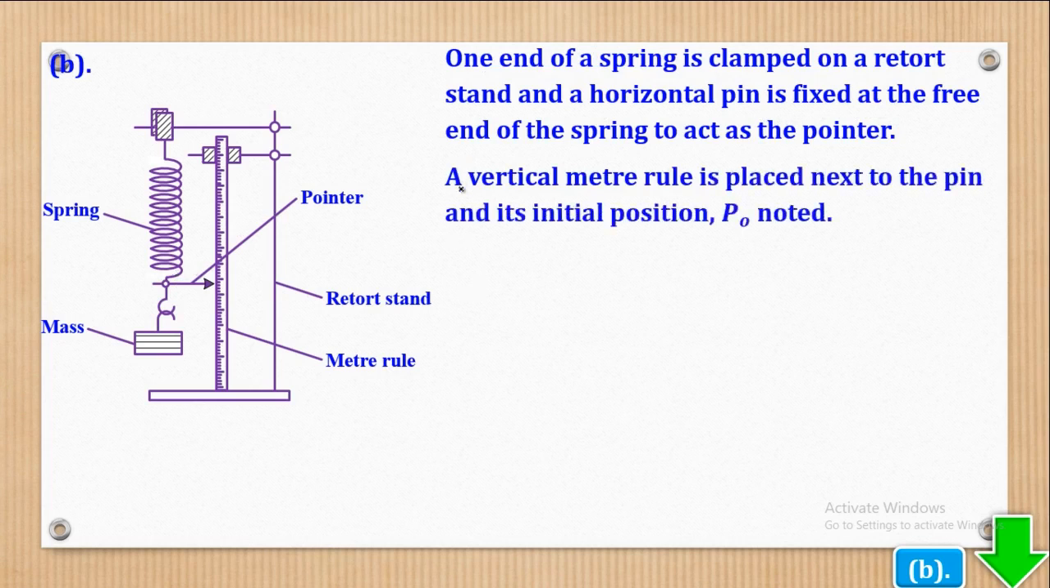After that, we shall say that the vertical meter rule is placed next to the pin and its initial position noted. So this is the meter rule and the position is noted without the masses. So without this mass, we know the position, and that will be P naught.